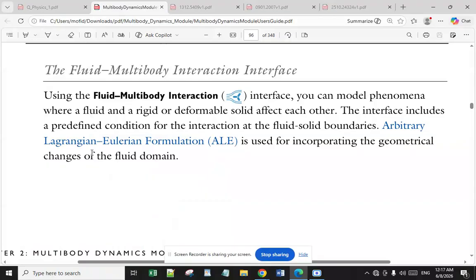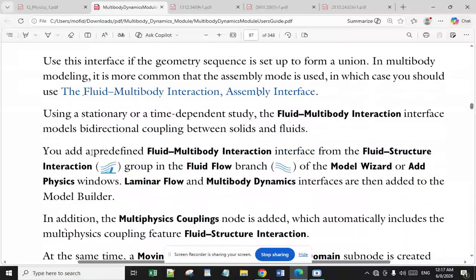Arbitrary Lagrangian Eulerian formulation is used for incorporating the geometrical changes of the fluid domain. Use this interface if the geometry sequence is set up to form a union in multibody modeling. It is more common that the assembly model is used, in which case you should use the fluid multibody interaction assembly interface. Using a stationary or time-dependent study, the fluid multibody interaction interface models bidirectional coupling between solids and fluids.